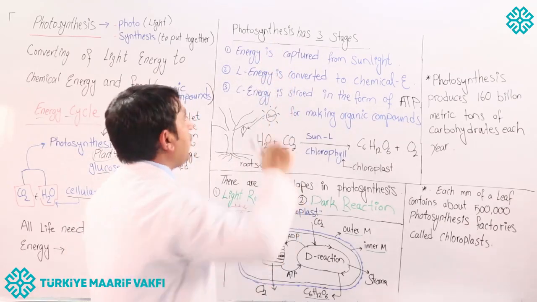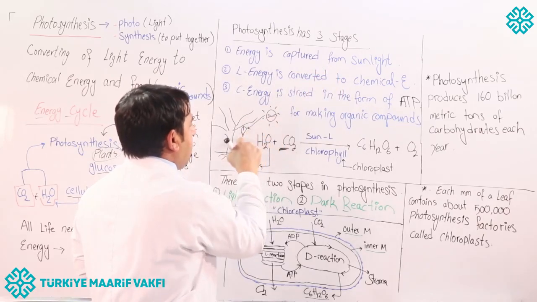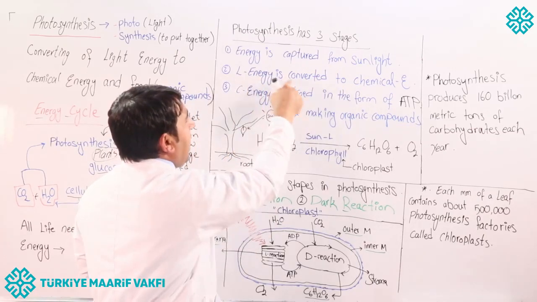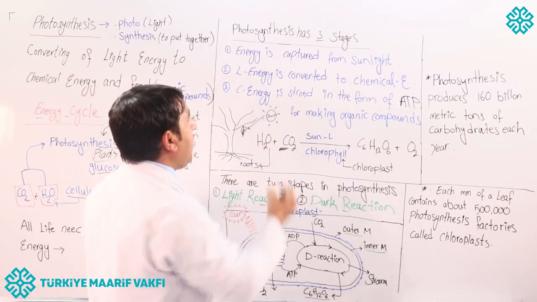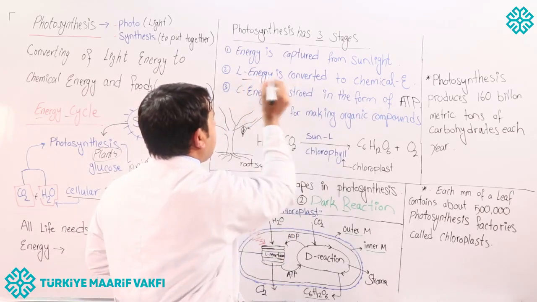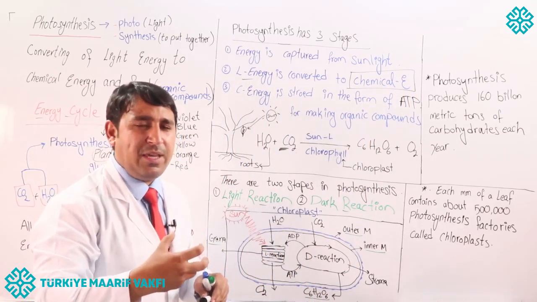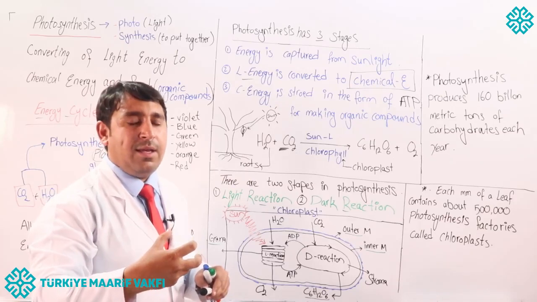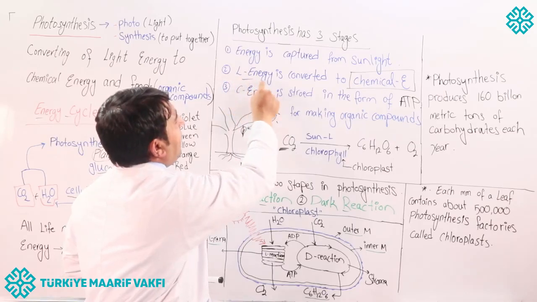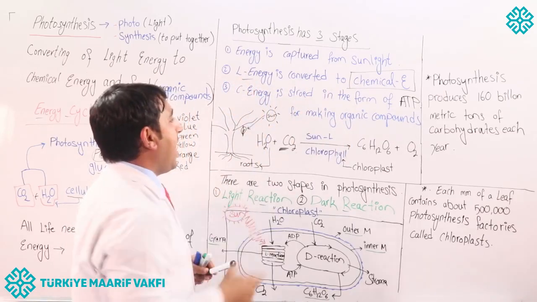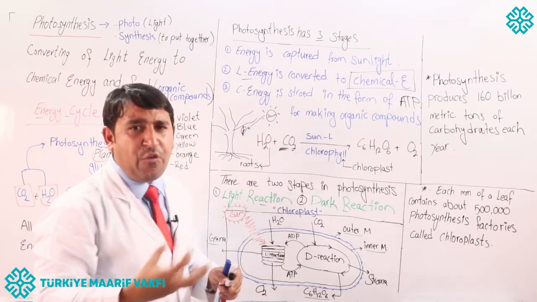Now we have 3 stages. First of all, energy. Light energy is captured from the sunlight by the plant. After that, light energy is converted. The plant cells, or chloroplasts, convert the light energy to chemical energy. Why? Because some chemical compounds, like organic compounds, must be made. So the second stage is the chemical energy is stored in the form of ATP.